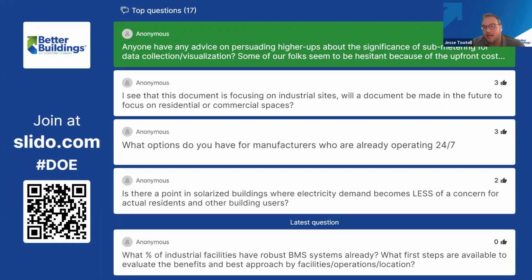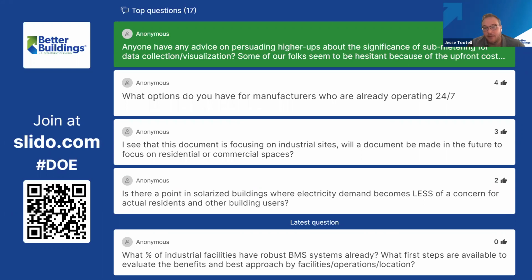If your leadership is unhappy about the cost of energy, and they're not investing in submetering, then they can't really complain about the cost of energy because you have no tools to help reduce that cost.